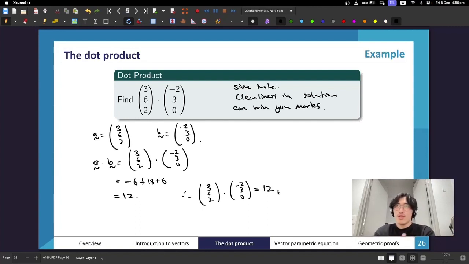I know friends who lost a lot of marks due to having poor handwriting and poor mathematical working. So always make sure you're keeping your solutions clean. Even little things like keeping your equations in the same line is really important.